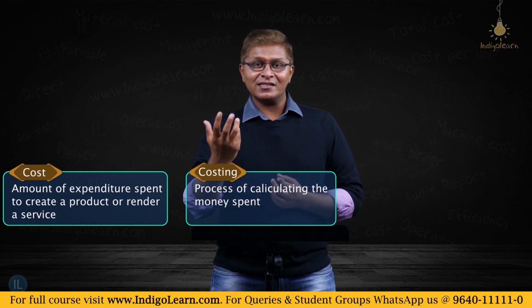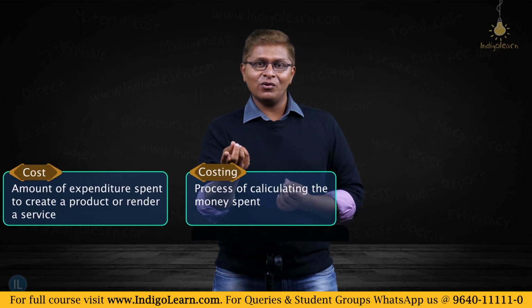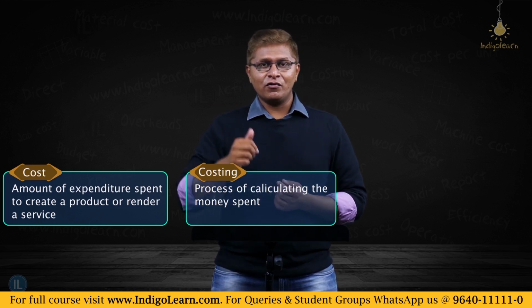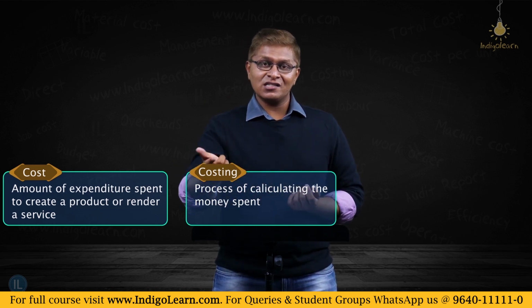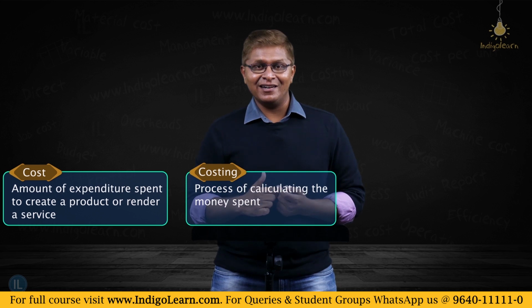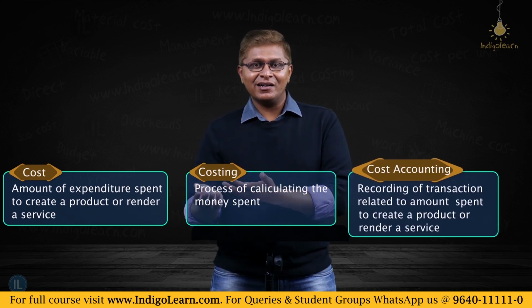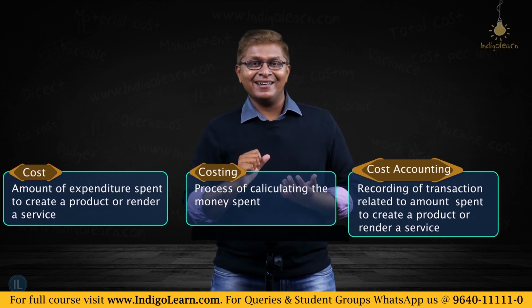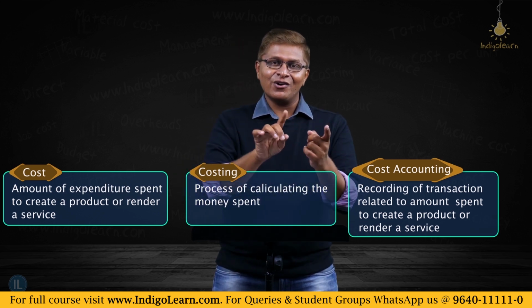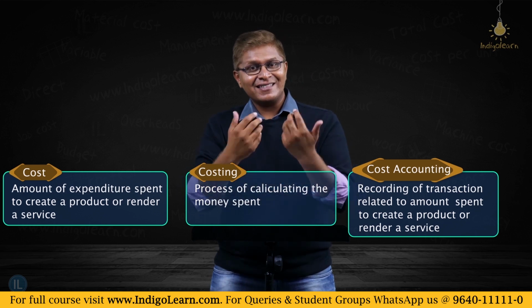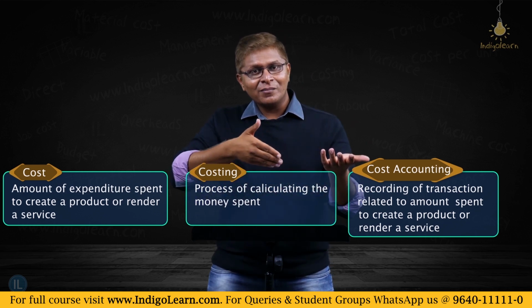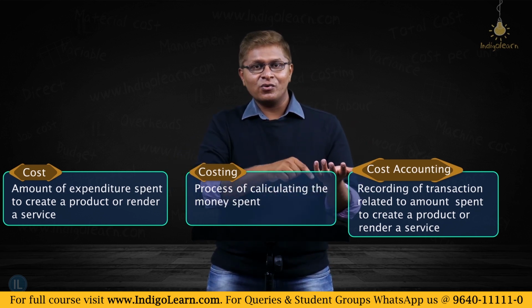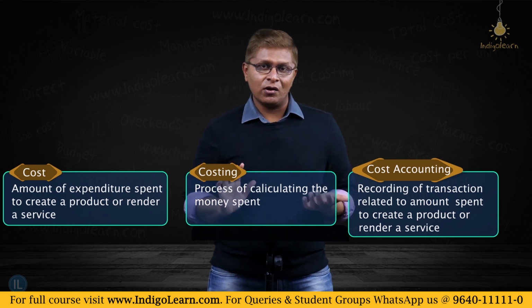So when we try to understand the amount of money spent, we are going to call it costing. Now if cost is the money spent, costing is the process of determining how much money is spent, then what is cost accounting? Cost accounting is nothing but the recording of the transactions that are related to the amount spent in order to create a product or in order to render a service. So if we sit down peacefully and make a list of the money that we have spent, this process is going to be called the process of cost accounting.